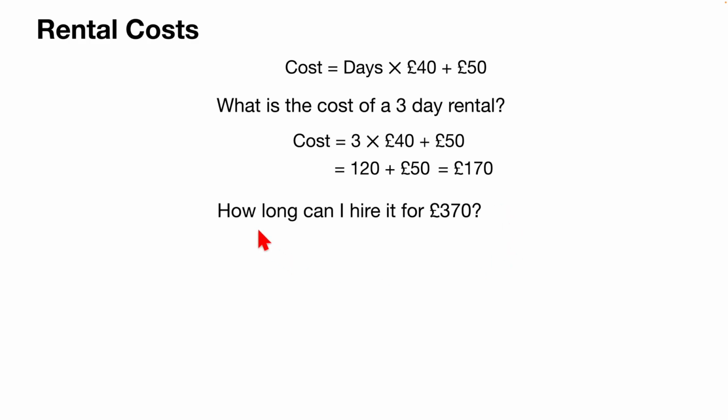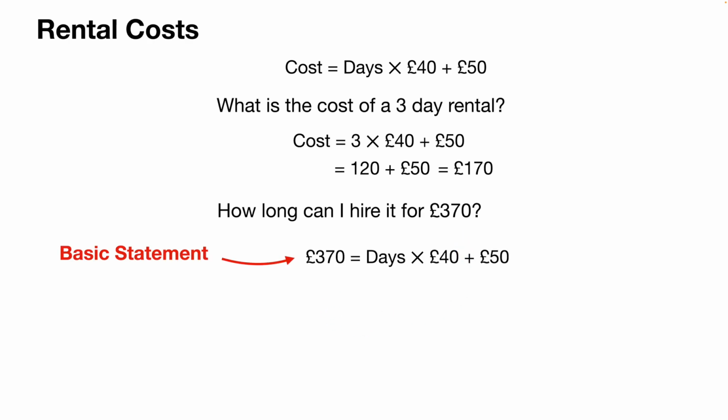How long can I hire it for £370? Well, here's the formula again, and I call this the basic statement, which is the formula with the cost put in. We know the answer, we're trying to find the question. So 370, I'm going to subtract 50 from both sides. 320 equals days times 40, divide by 40. 320 divided by 40 is going to equal 8, and that's the number of days.